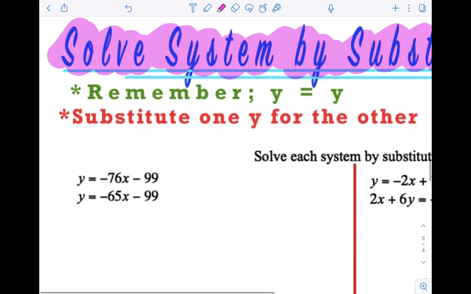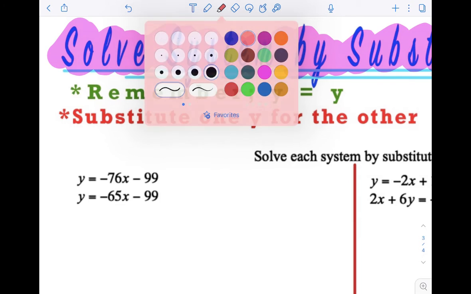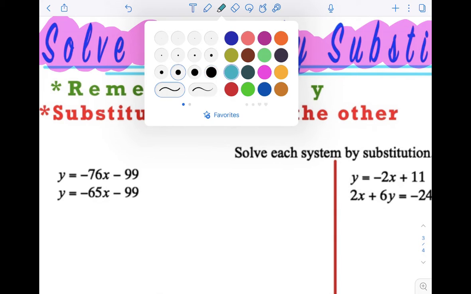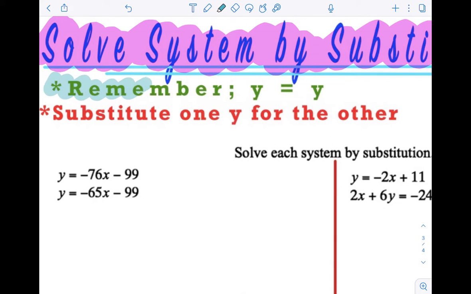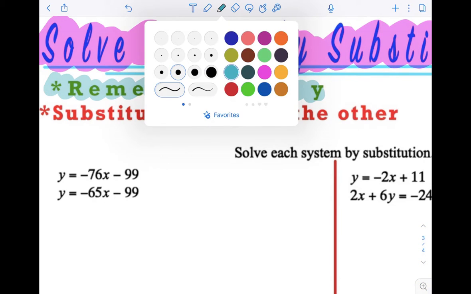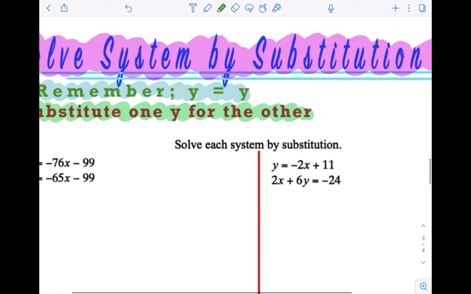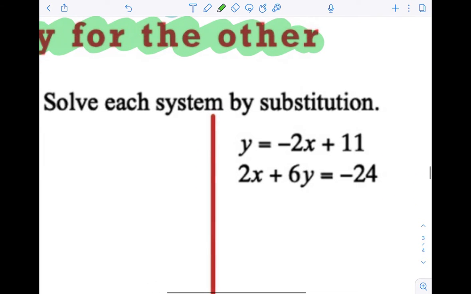First thing we do on this set of notes is we must remember that y is equal to y. They're equal to each other, right? Y is equal to y, okay? Second thing we're going to recognize is we're going to say substitute one y for another y, right? So we're going to substitute one y for another y. So let's see how these two notes take into effect with our examples here.